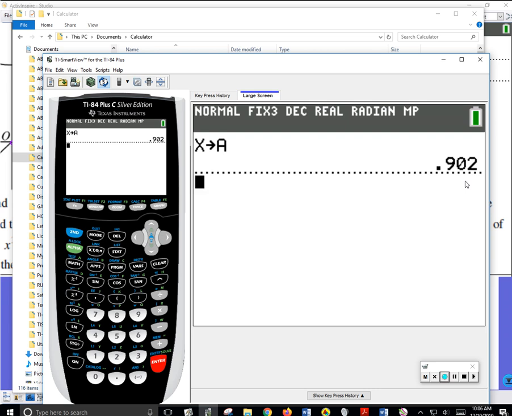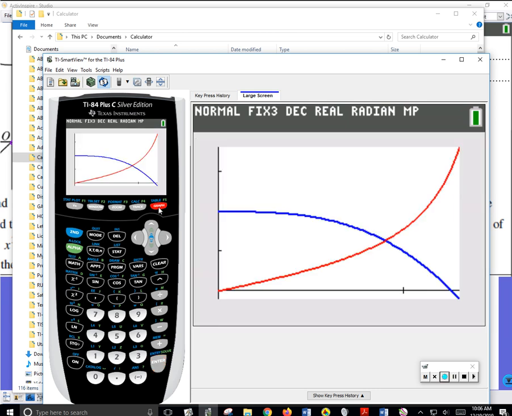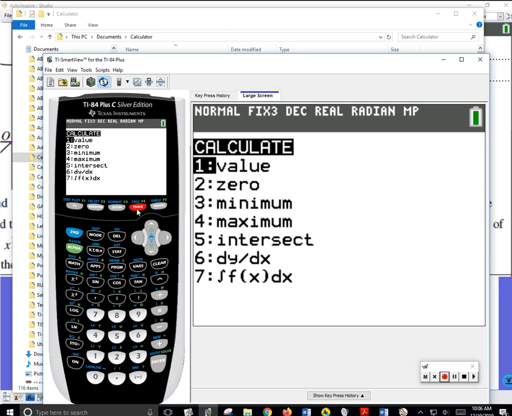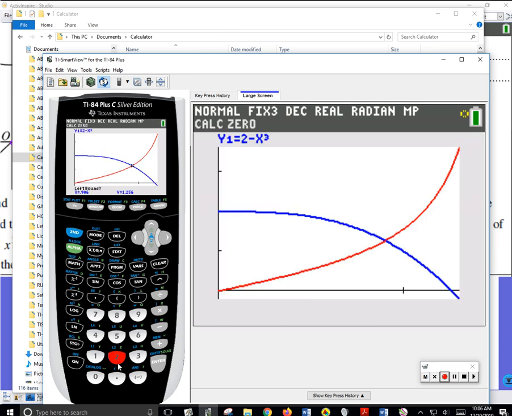Anybody else want me to look at their calculator? Okay. You also have to find this x coordinate. Use the 0 function to do that. Say second, calculate, 0. It's asking for the left bound. So I have to put the cursor left of where the 0 is located, and put the cursor right of where the 0 is located.